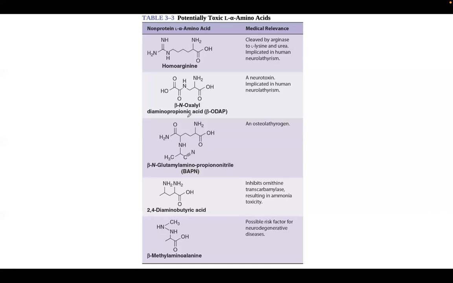Now, this is a table lifted from our textbook. They mention the toxic alpha amino acids. We have homoarginine. We have ODAP, just memorize ODAP. Then we have BAPN, then the diaminobutyric acid, and lastly the BMAA. It says here it is a possible risk factor for neurodegenerative diseases, particularly ALS and Parkinsonism dementia complex.